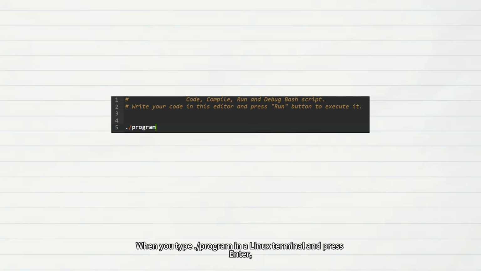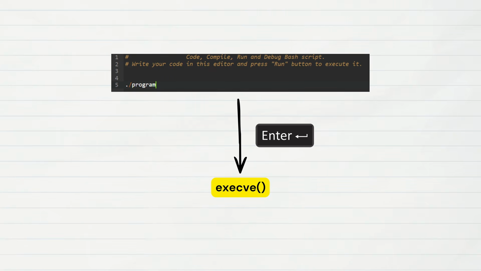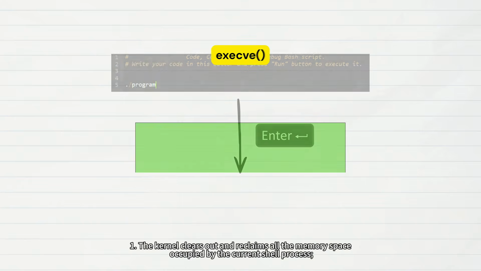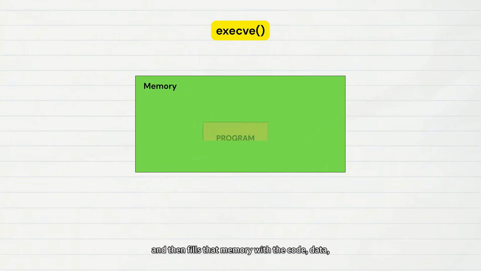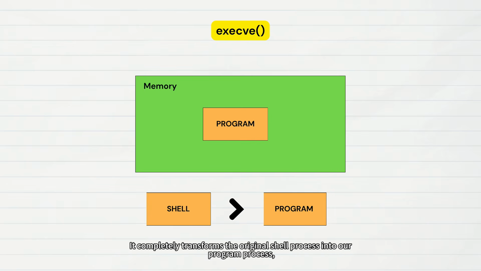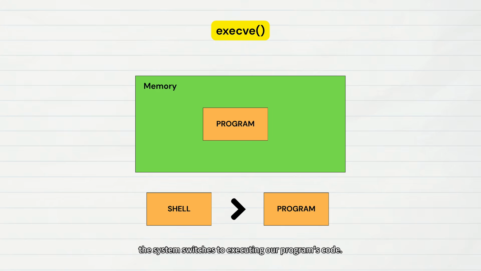When you type ./program in a Linux terminal and press enter, the shell actually makes a system call. That call is the execve function, and it's the first critical node in program startup. The kernel clears out and reclaims all the memory space occupied by the current shell process, and then fills that memory with the code, data, and other content of the C++ program we want to run. It completely transforms the original shell process into our program process, completing a thorough identity replacement of the process. From this moment on, the system switches to executing our program's code.